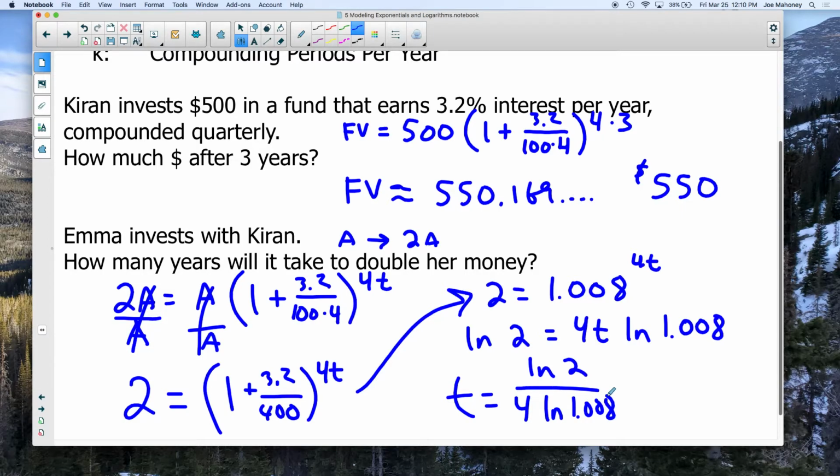And I just want to pause for a second here and say, when you double it, you don't really even need to solve an equation. If you know you're going to double your money, it's the natural log of 2 divided by how many compounding periods times the natural log of your percentage calculation, your rate of change. Not too bad. But when we go to our calculator, I think we get t is about 21.74 or so. So Emma's probably going to wait 22 years to double her money. So it'll take a long time, but hey, it might be well worth it.